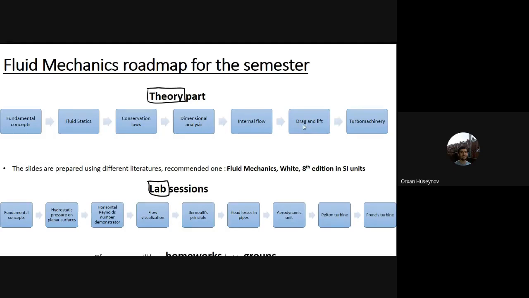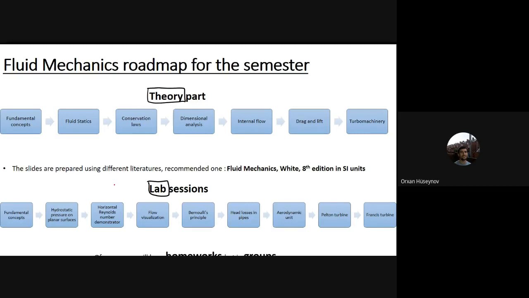How much air resistance do we have on a car, on different objects, as well as on an airplane. And then we are going to cover turbomachinery, which will be the last part of the fluid mechanics for this semester. In turbomachinery, we will cover the pumps, turbines, and then the rotating equipment. This is generally called the rotating equipment. And this is the roadmap for our semester.